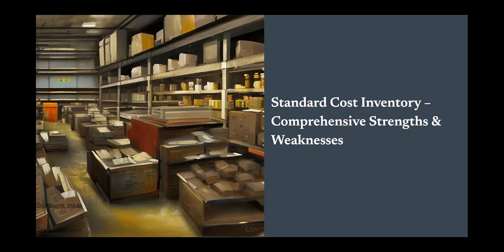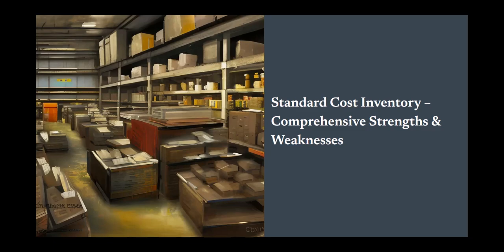Standard cost inventory is a fascinating topic, isn't it? It's like the backbone of many manufacturing and production businesses, quietly working behind the scenes to ensure that everything runs smoothly. But what exactly is it? At its core, standard cost inventory is a method of valuing inventory based on predetermined costs for materials, labor, and overhead. Imagine a restaurant that knows exactly how much it costs to produce each dish on the menu before the first order is even placed.